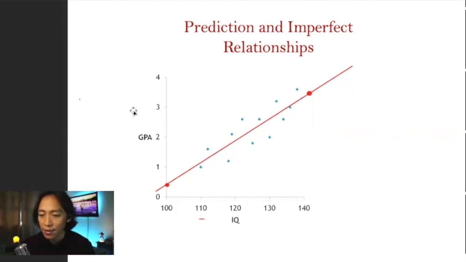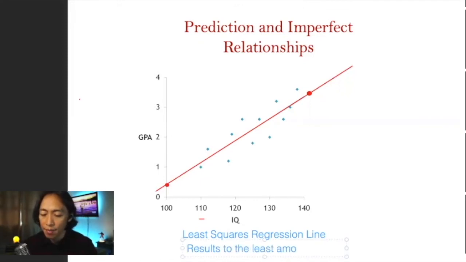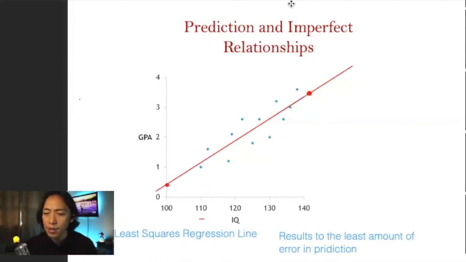Let's say that this is the least squares regression line. Why is it called like so? What do we know about the least squares regression line? It is the line that results in the least amount of error in prediction. So let's try to clarify what this particularly means. If you try to look at this, what is our input initially? What is our predictor? Our predictor is IQ. So this is our predictor.